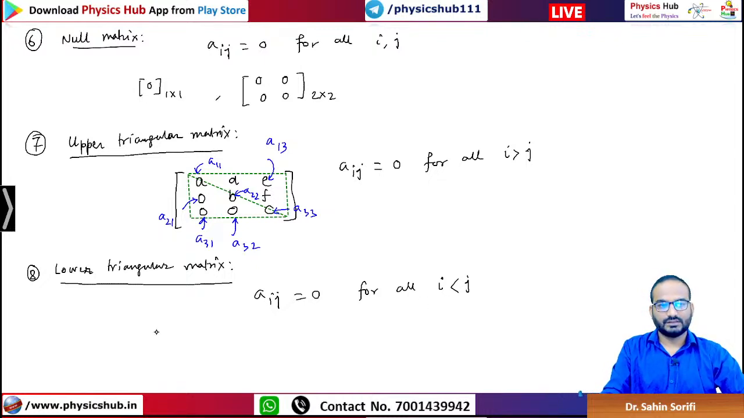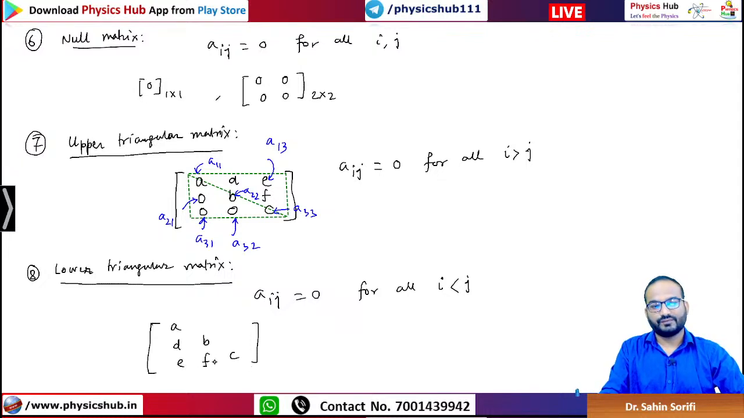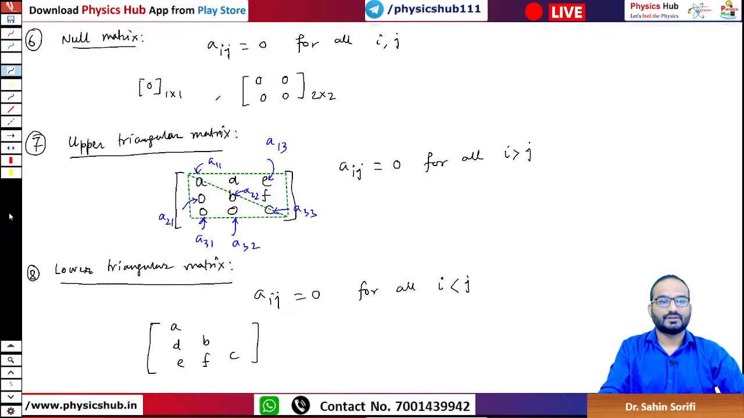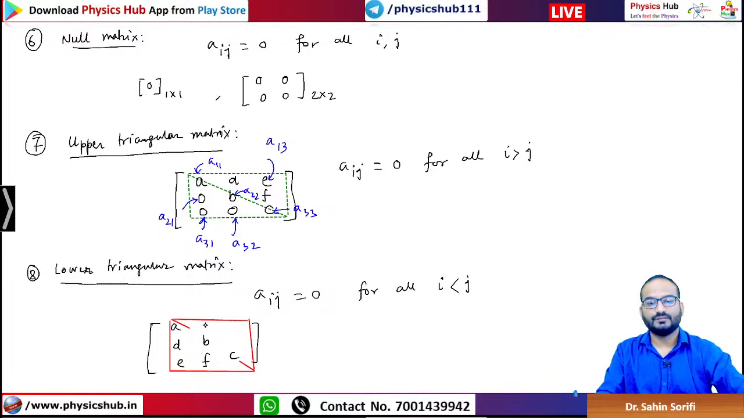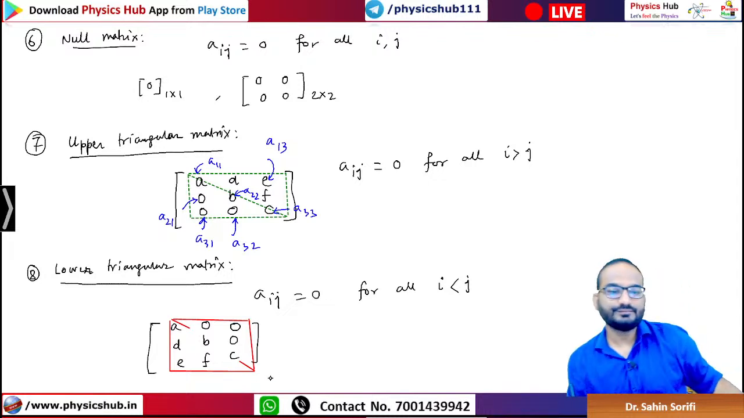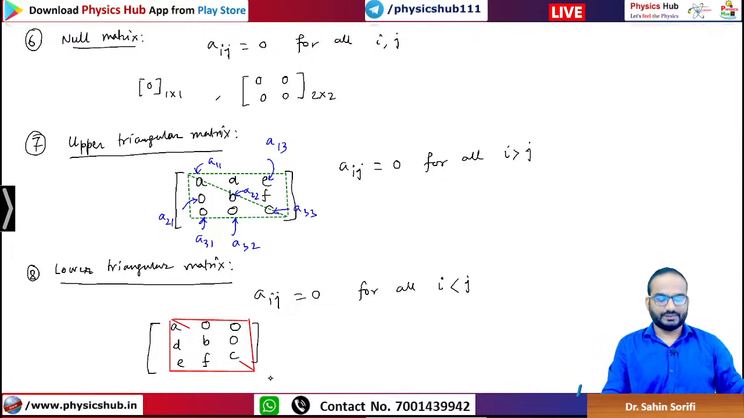So if we consider a similar matrix like this, A, B, C, D, E, F. So this is your lower triangle part, but your upper triangle part are all 0. Okay. So this is lower triangular matrix.